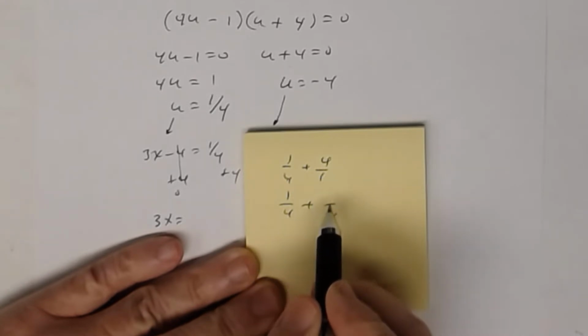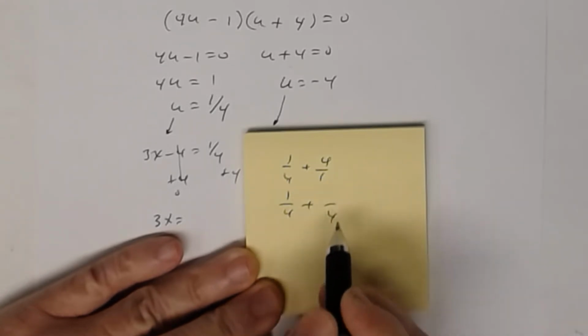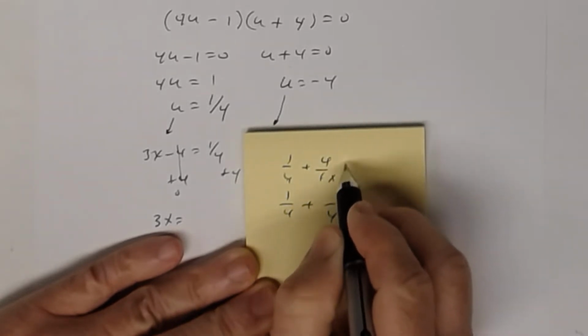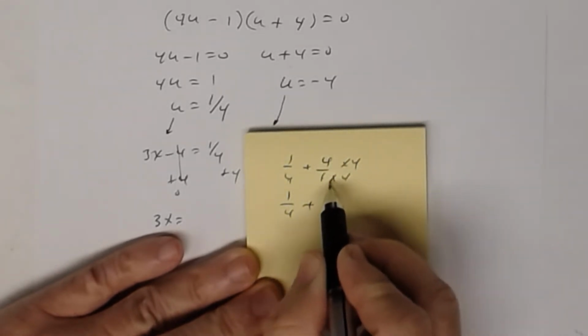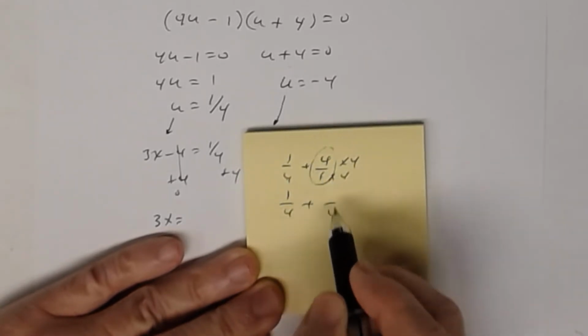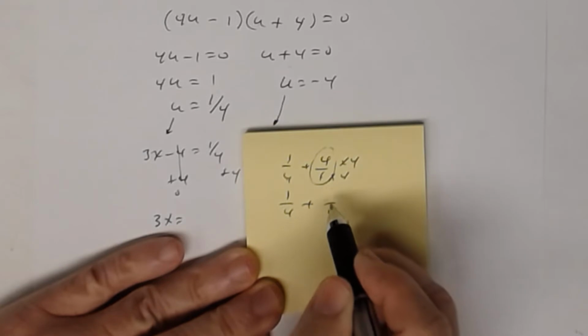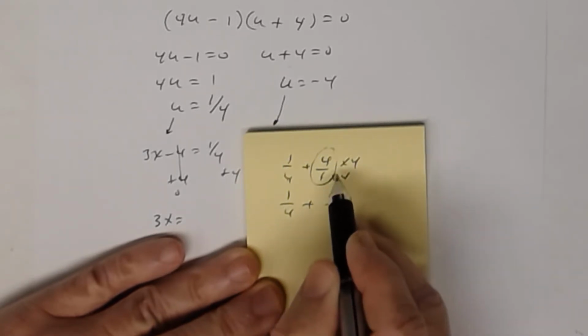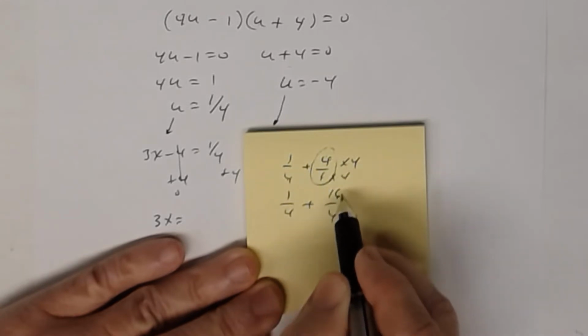Okay, now 4 is equivalent to what number divided by 4? So this is a 1, I want it to become a 4. So you're going to say times 4, times 4. So what you do to the denominator, you have to do to the numerator. So 4 times 4 is 16, and 4 times 1 is 4. So 4 is equivalent to 16/4.